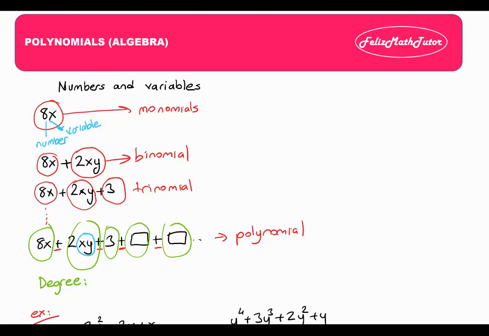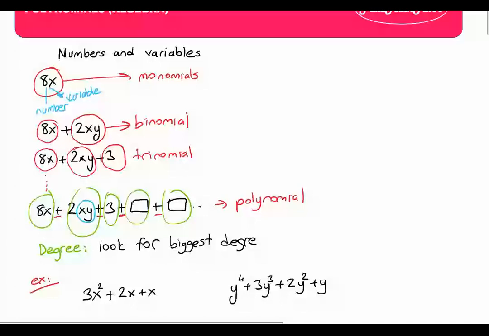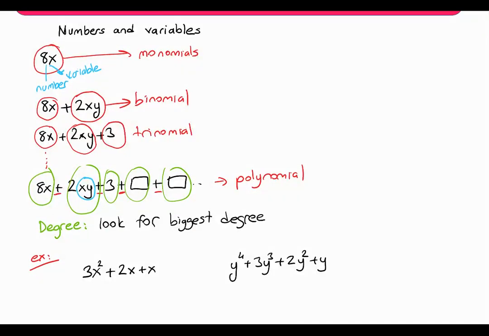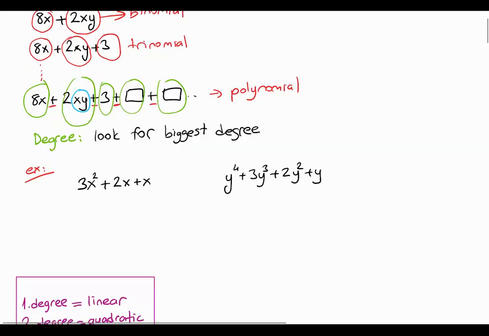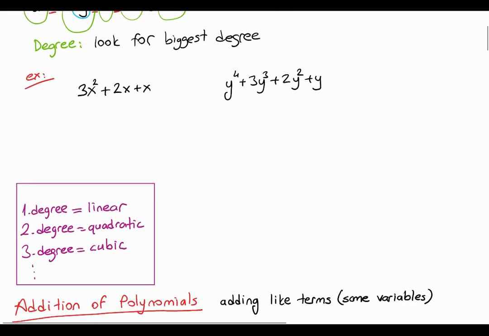So how about degree? When we say degree of the polynomial, we will look for the biggest degree of the monomials in the polynomial. So let's first write the definition. Look for the biggest degree. Okay. Let's see some examples so we can understand better.